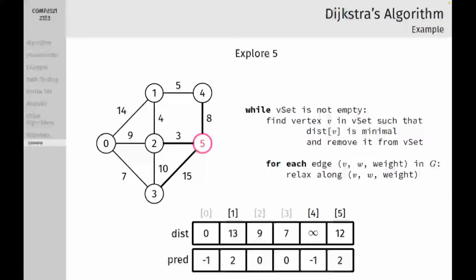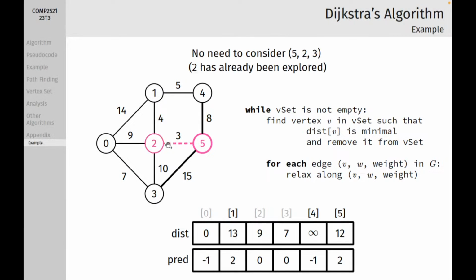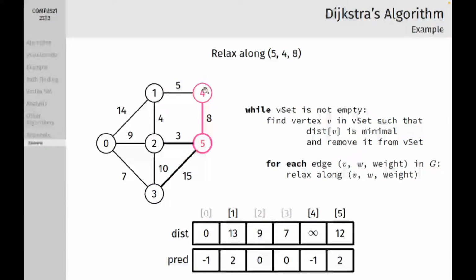All right, so let's explore 5, right? Well, 2 has already been visited, so we can ignore 2. 3 has already been visited, so we can ignore 3, right? But we haven't visited 4 yet. We haven't explored 4 yet. So let's relax along this edge.